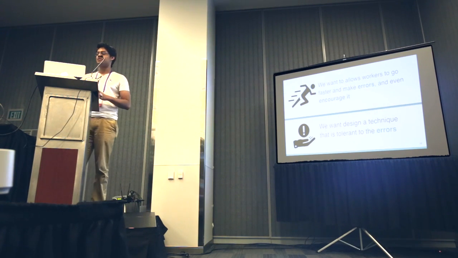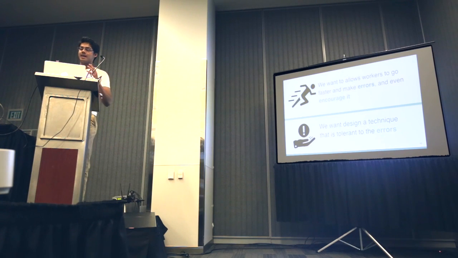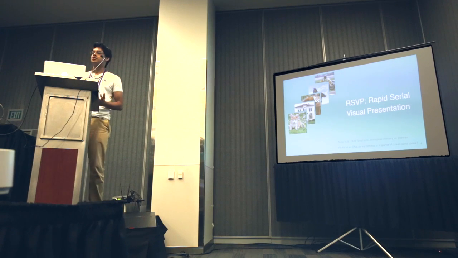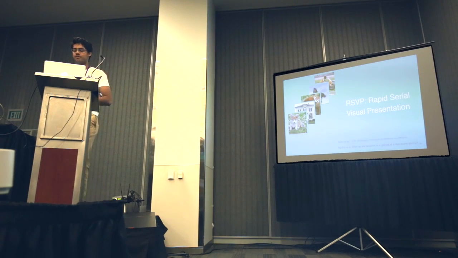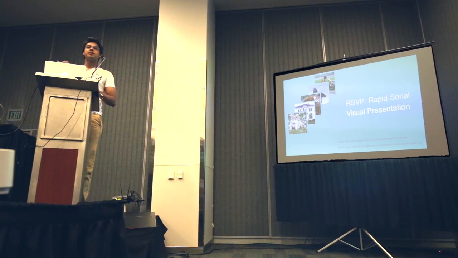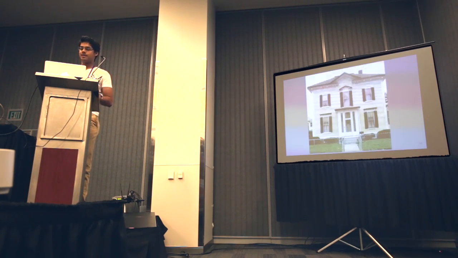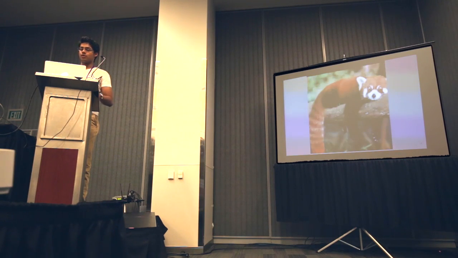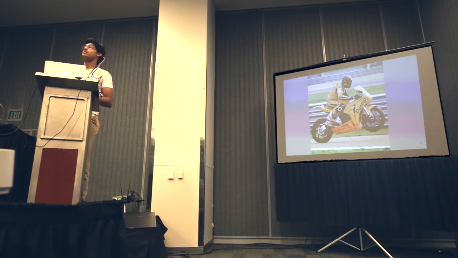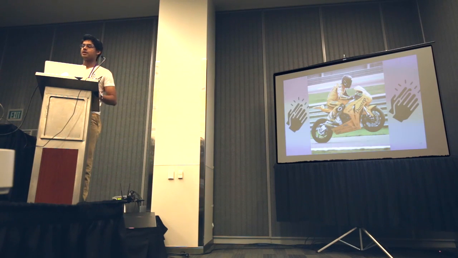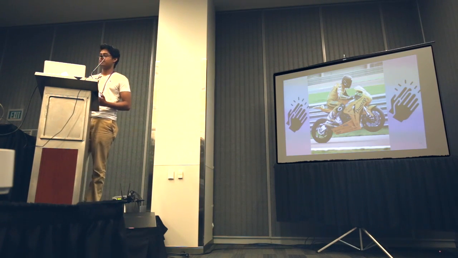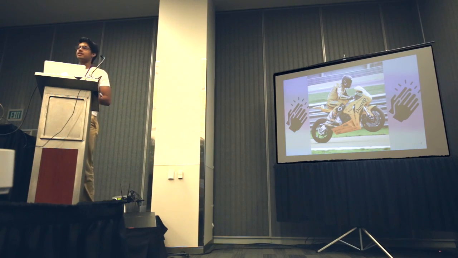So what we need now is to be able to build a design that can tolerate the errors that workers will be making. We take inspiration from RSVP, which was developed in the 70s, which rapidly shows images to workers and asks them to respond whenever they see a positive stimulus. So a worker might see the first image, then the next one, and so forth, until they finally see an image of a man riding a motorcycle. And when they see this image, they would react by pressing the space bar. So let's see what this looks like in action.